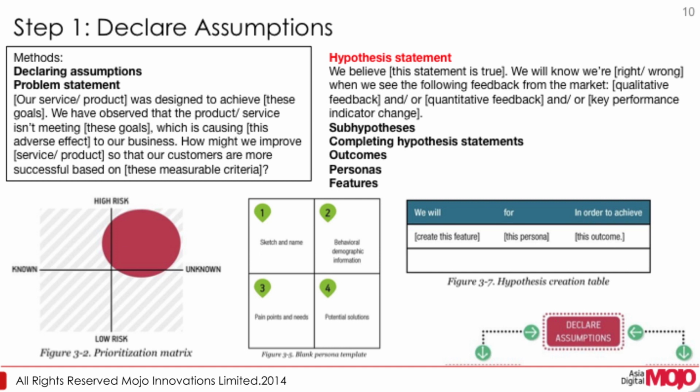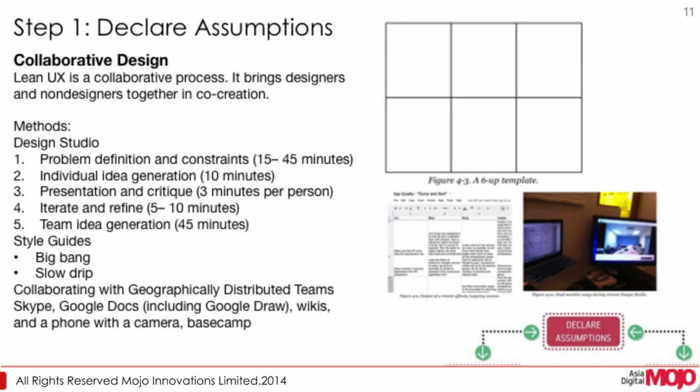In order to define the right assumptions, we need to have a collaborative design approach. So Lean UX is a collaborative process. You need to involve different disciplines, not only designers, but also non-designers. For example, Design Studio is a collaborative workshop to get every discipline speaking out their understanding of the user needs, and collaboratively create and define assumptions.